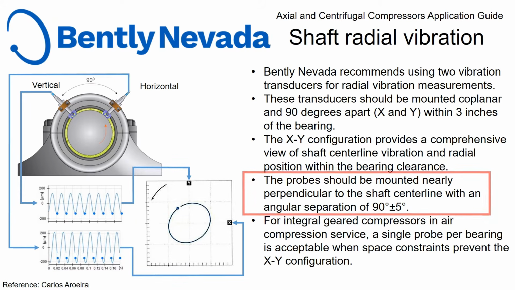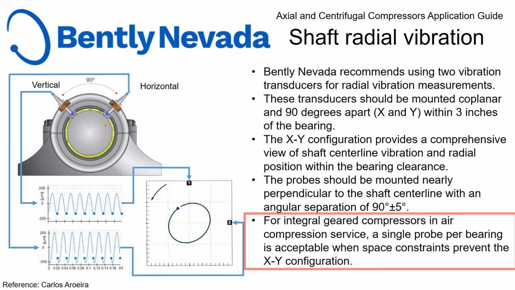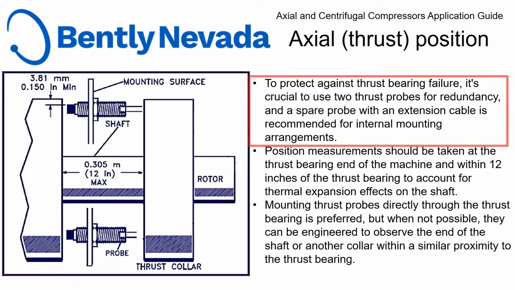The probes should be mounted nearly perpendicular to the shaft centerline within an angular separation of 90 degrees plus or minus 5 degrees. For an integral geared compressor, a single probe per bearing is acceptable when space constraints prevent the XY configuration. To protect against thrust bearing failure, it's crucial to use 2 thrust probes for redundancy. And a spare probe with an extension cable is recommended for internal mounting arrangement.